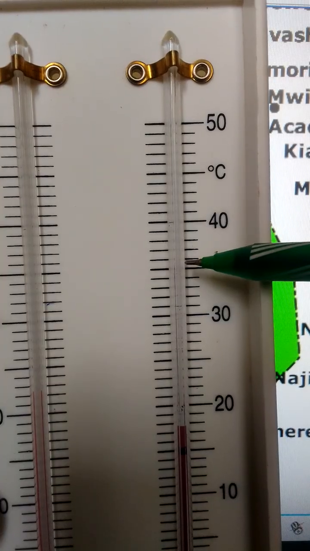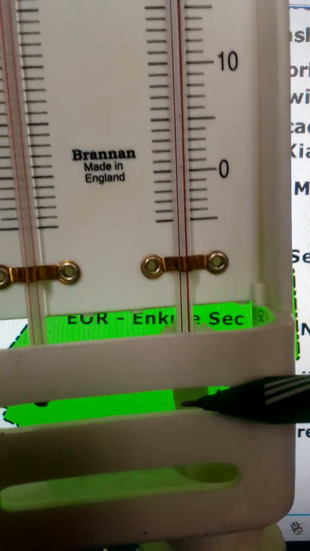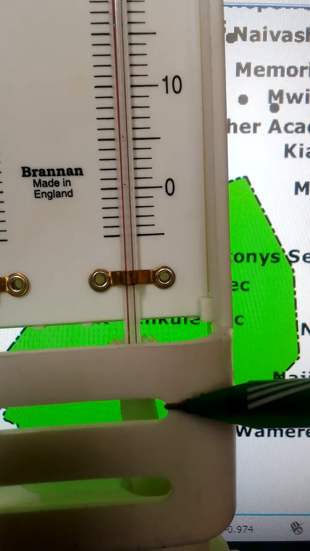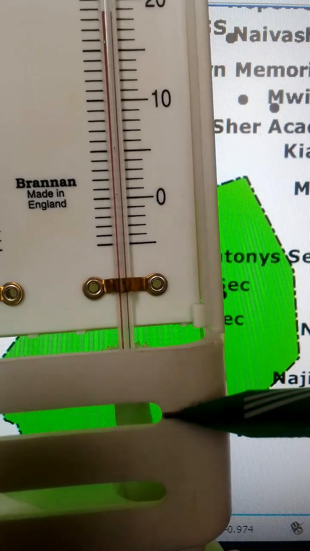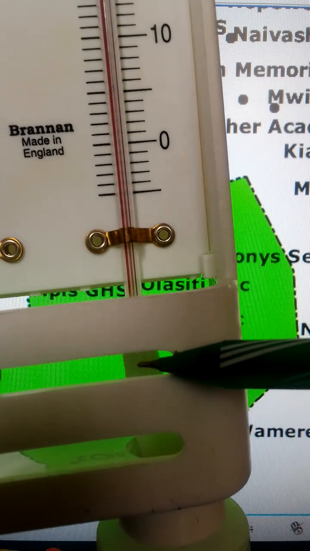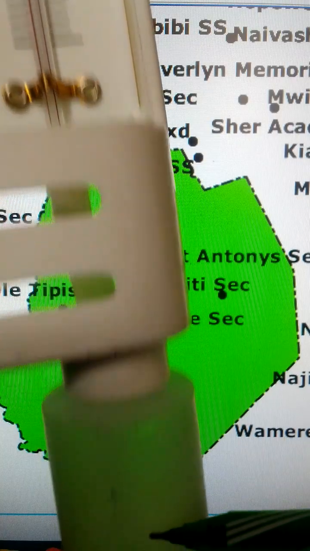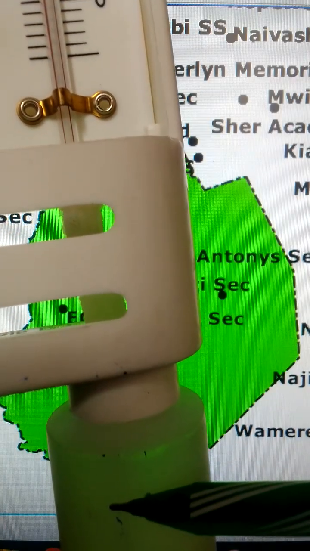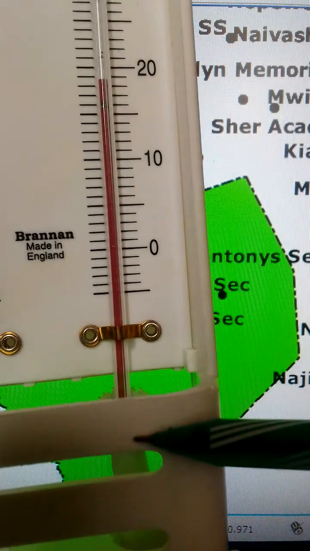The difference between the two is that at the bulb of the wet bulb, there is a muslin cloth wrapped around it. Muslin is M-U-S-L-I-N. And we also have a wick that is attached on that cloth, and it is immersed in distilled water in this container. So the water rises by capillarity along the wick and evaporates.